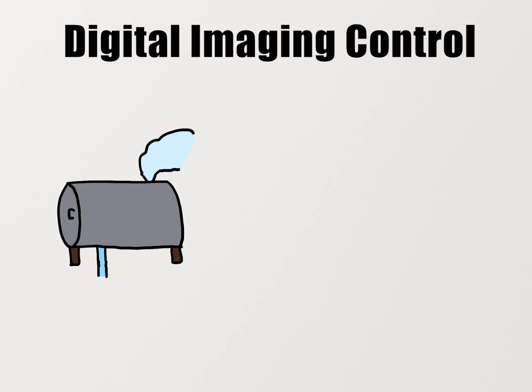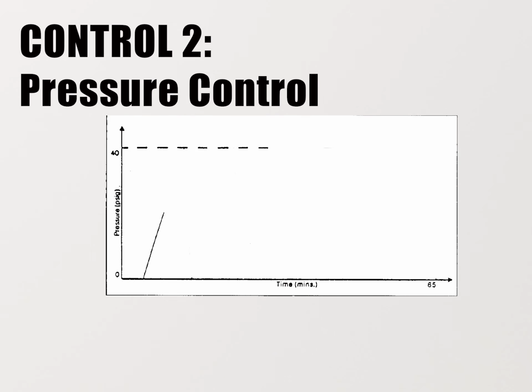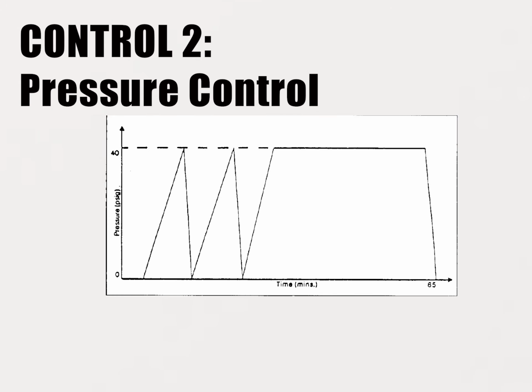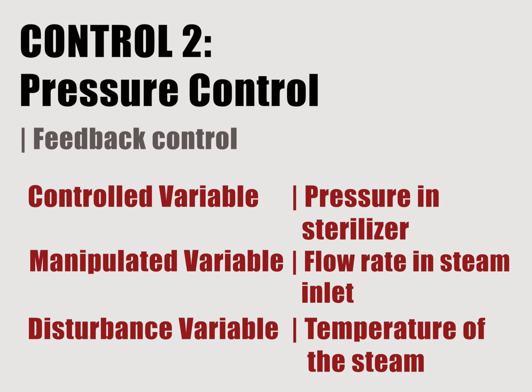Sterilization consumes large amounts of steam that are expensive, hence optimizing peaks of sterilization reduces cost. Sterilization has specific pressure peak configurations. The pressure inside the chamber will increase to 40 psig and reduce to 0 psig for 2 to 3 cycles in order to reduce oil loss. The control strategy is a feedback control that controls the pressure in the sterilizer by manipulating the flow rate of the steam inlet. The temperature of the steam is the disturbance variable.